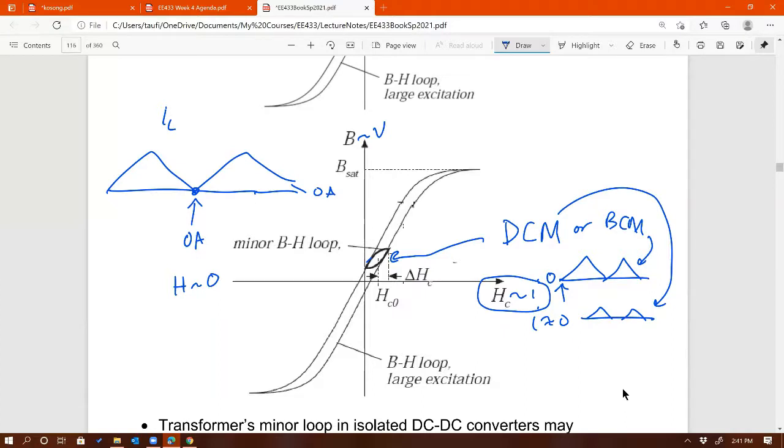What is the unit of H now? It's Ni over L, ampere-turns per meter. Amps per meter, yeah. There you go. So if the current is 0, that means H is 0. So that means it touches the y-axis. Okay. Thank you. You're welcome.